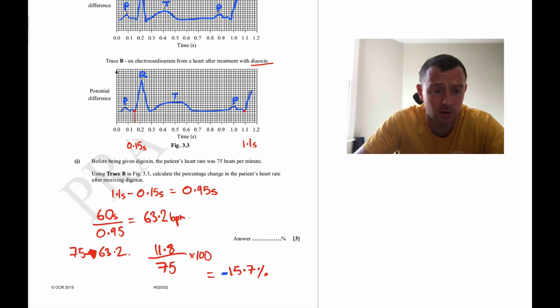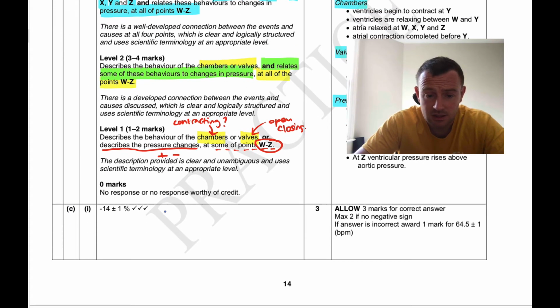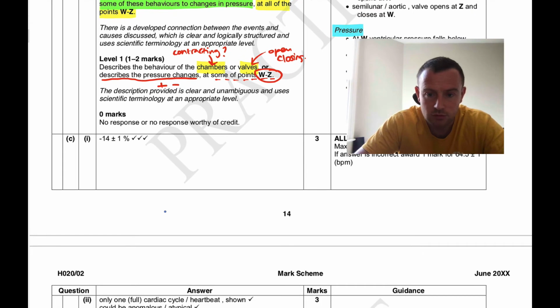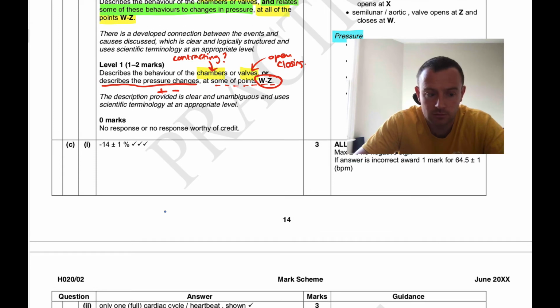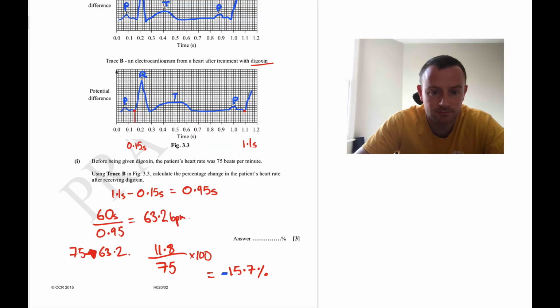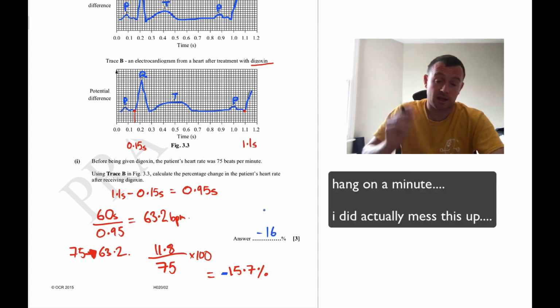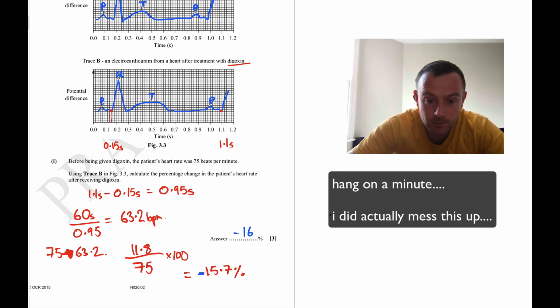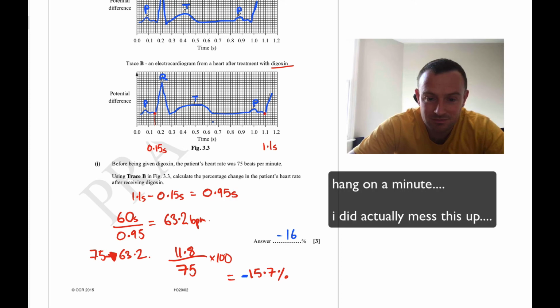Now let's check. Let's hope I got the marks for this. 14 plus or minus 1%. So I think I would have. No, I've given it to 16, haven't I? I said I got 16. I think that's bang on. I think it's minus 16%. Maybe, okay, so if you got minus 16%, I'm going to give you the mark here because I think this is wrong. But potentially, maybe I've measured it wrong.